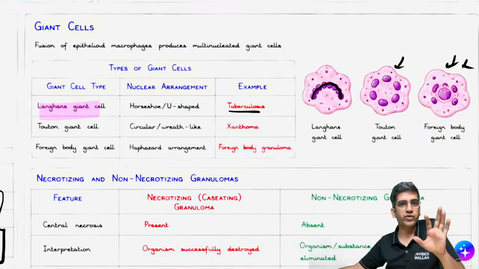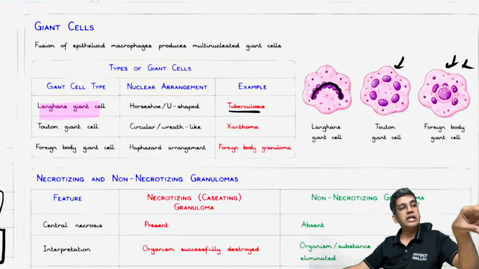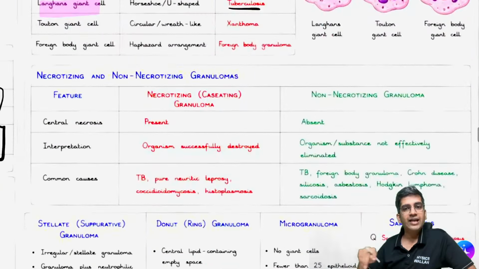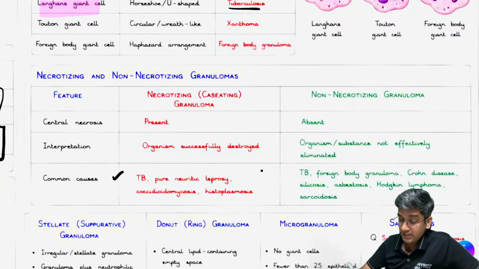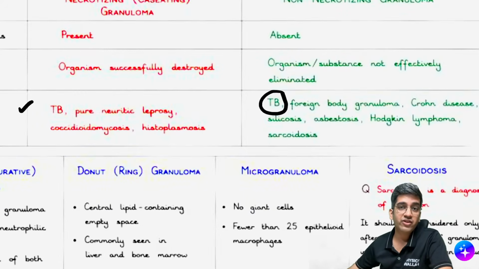Because the ultimate goal for me is that everything in chronic inflammation produces granuloma. How do I know if it's TB-related granuloma or foreign body-related granuloma? One clue is the giant cell. Second is whether necrosis is there or not. Easiest way to identify: if there's a bacteria and my body killed the bacteria, I'll have necrosis. TB, pure nephritic leprosy, coccidioides, histoplasma. If my body could not kill the bacteria, still TB is the first cause. Please never forget this till you practice medicine.